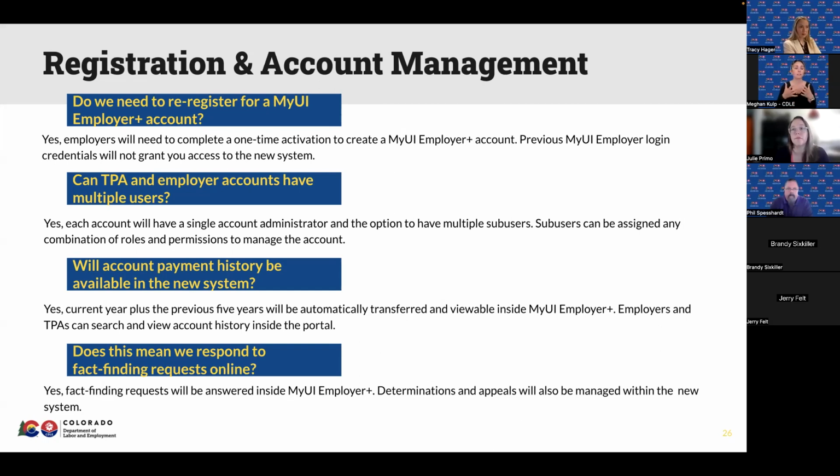This does not mean that you need to register for a new account number. That is going to stay the same. The number formatting will be slightly tweaked, but the number itself will stay the same. Your employer history, your account history will transfer with you, but the access login will need to be reestablished with Go Live. Can TPA and employer accounts have multiple users?